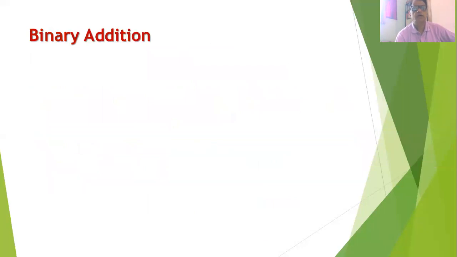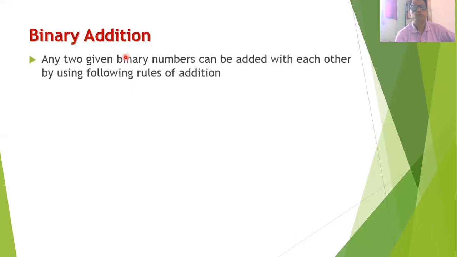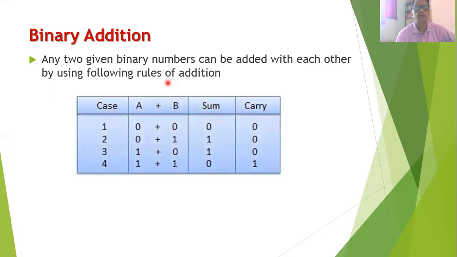So the first and the simplest operation that can be performed on binary numbers is binary addition. Suppose we are given any two binary numbers and we are asked to add these two numbers with each other. Whenever we want to add these two numbers, we need to obey the rules of addition, also called the table of addition. This is the table of addition that needs to be followed whenever you want to add any two binary numbers. Suppose we are given a bit A and a bit B. These are the two binary bits.